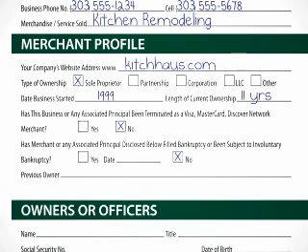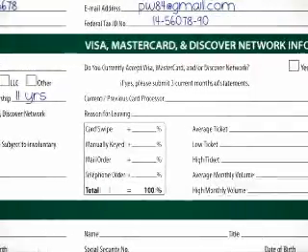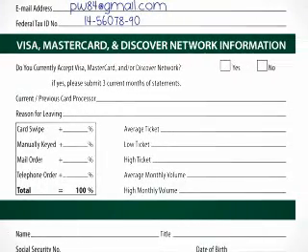Previous owner. If you are enrolling a business that is simply changing ownership, please list the previous owner's name here. If they're a current merchant of EPS, please also list that merchant ID number. Visa, MasterCard, and Discover Network information. Does the merchant currently accept Visa or MasterCard? And if so, who are they processing through?